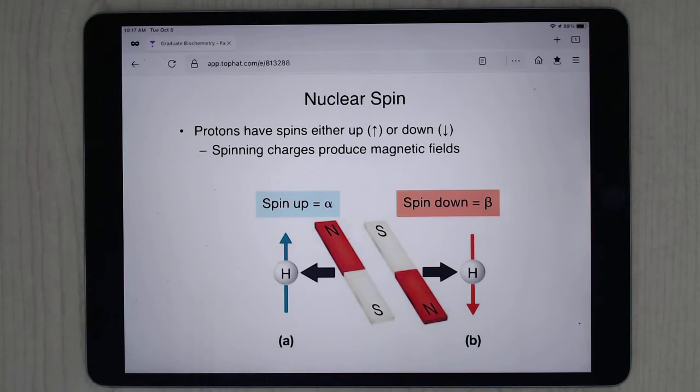Now, when you have a magnet that's spinning, or a charge that's spinning, okay, you're going to create a magnetic field. Okay, and those protons, as they're spinning, they'll either have a spin with a magnetic field going up or down. Okay, and so just like we have a north and south magnet.